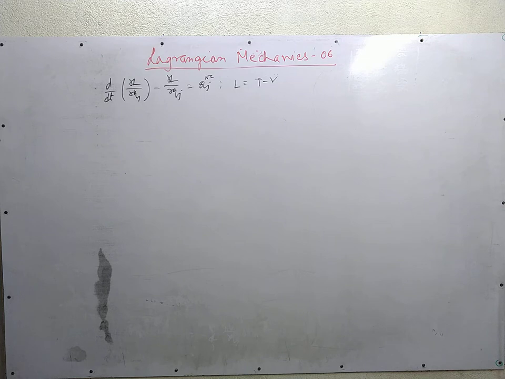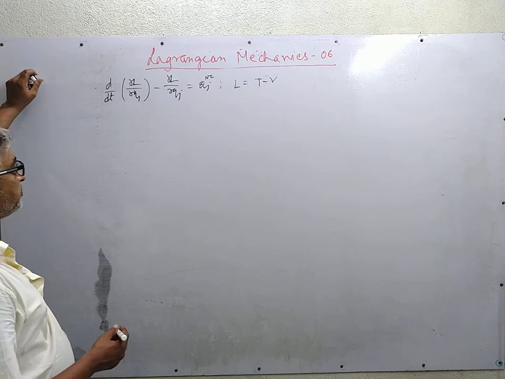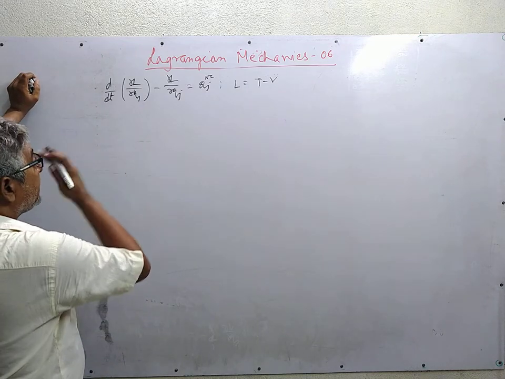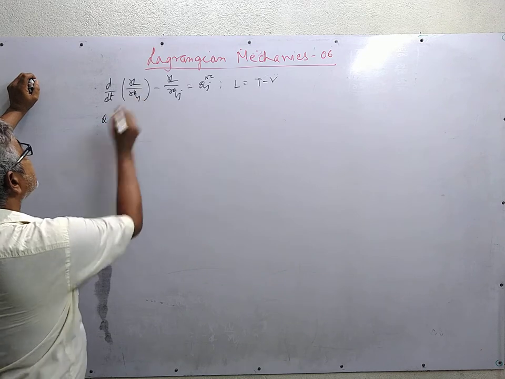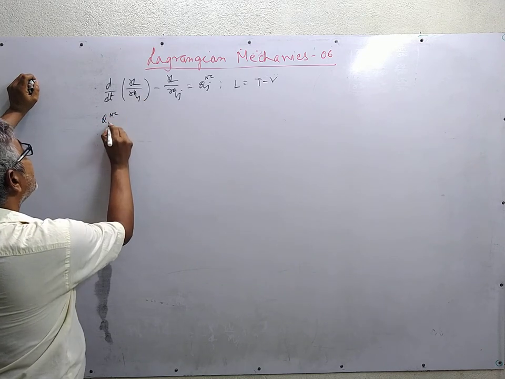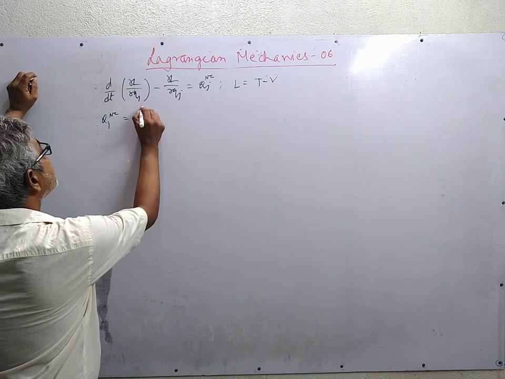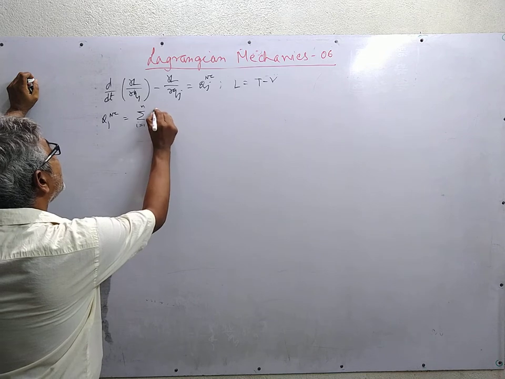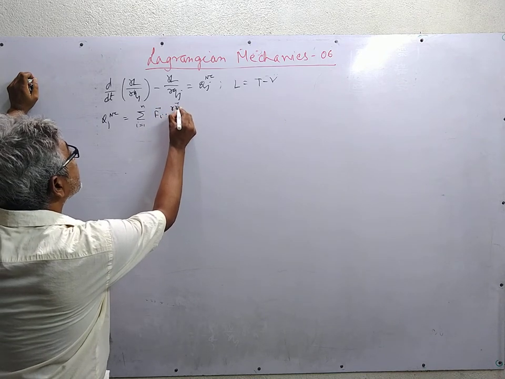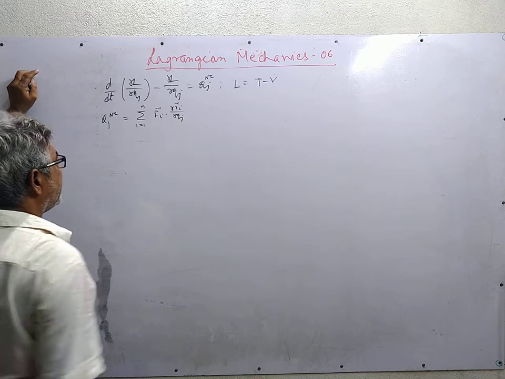But if we represent the conservative part of the force also in terms of generalized force, it simply reduces to a single equation representing the force via Q. The generalized force is given by the summation over i equal to 1 to n of Fi dot del Ri del Qj.